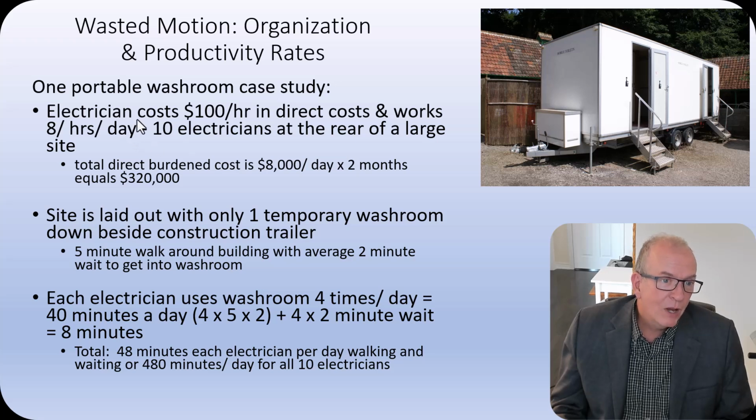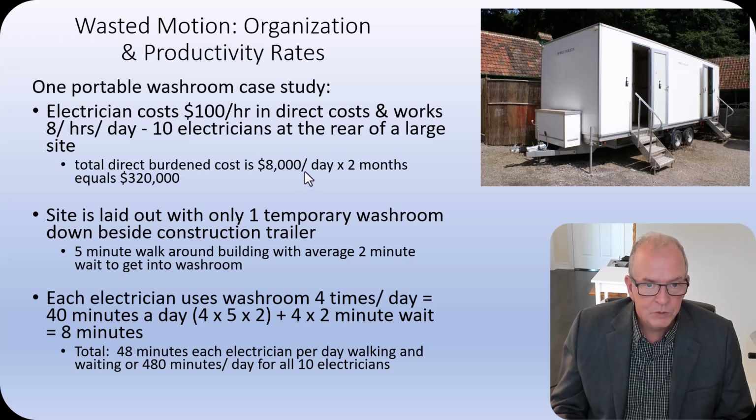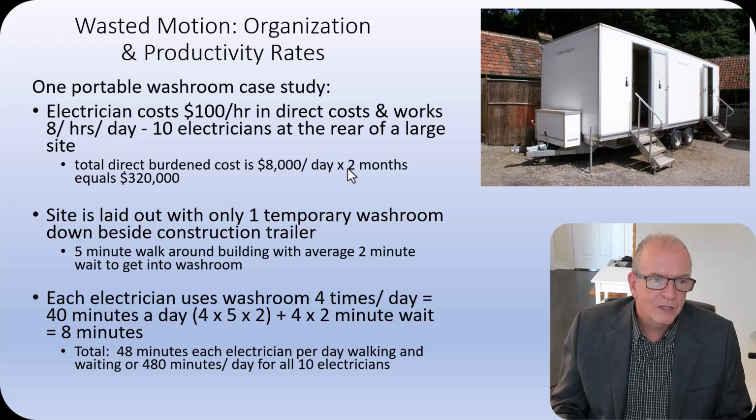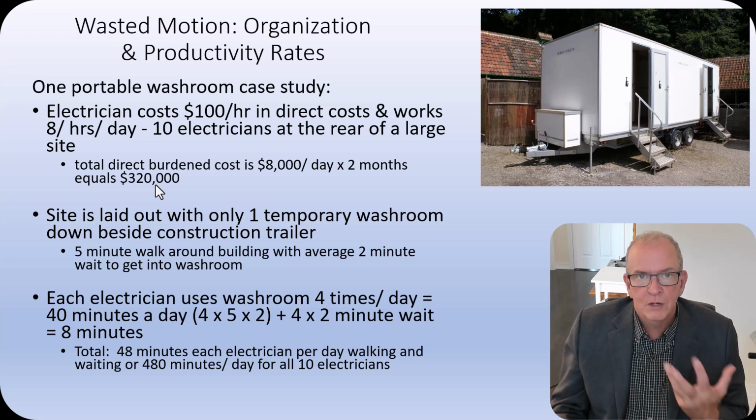So we've got one portable washroom case study. Let's say an electrician costs $100 an hour in direct costs, works 8 hours a day, and we've got 10 electricians at the rear of a large site, right? So the total burden cost is $8,000 a day. We've got 8 hours, 8 times 100, that would be 800. We've got 10 electricians, $8,000 a day that we're spending. Let's say they're there for 2 months. Let's say it's just 20 working days a month. We'll make it a nice even number. And so that would be basically 40 working days. 40 times 8, that's $320,000 that we're spending on these electricians.